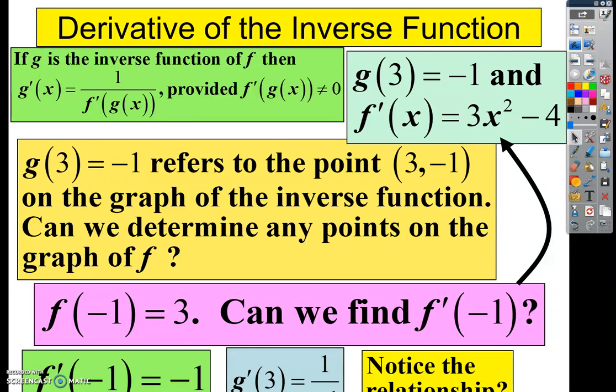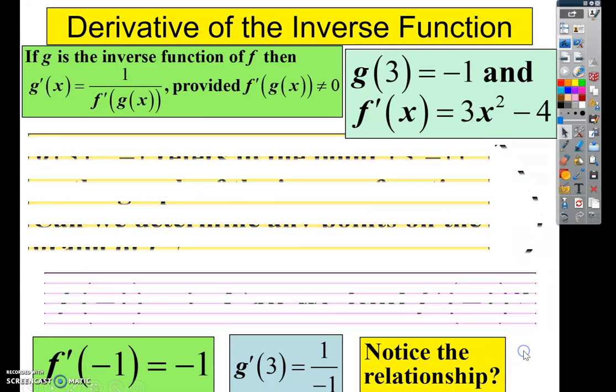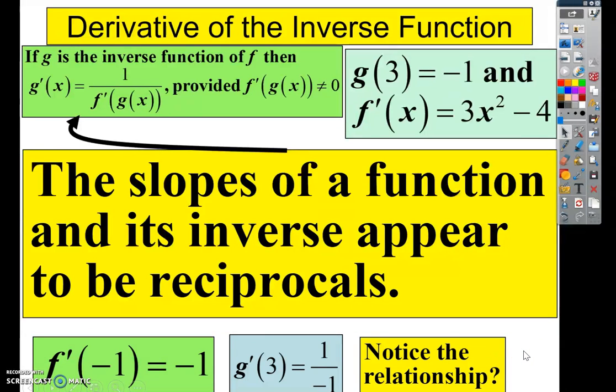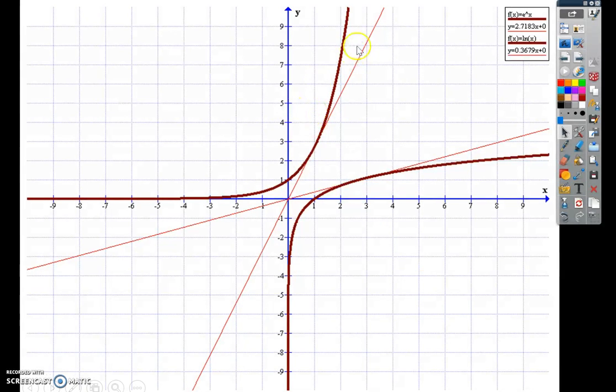Give me 1 second, I'll be back. Just quickly changing the dimensions here a little bit so that this is on the screen. So we've got 1 over negative 1, and we left it this way instead of rewriting it to show the reciprocal relationship. Okay? The slope of a function and its inverse are reciprocals. So if you look at this, here's my original function. This would be like 2 to the x, or probably e to the x, and this is natural log of x.